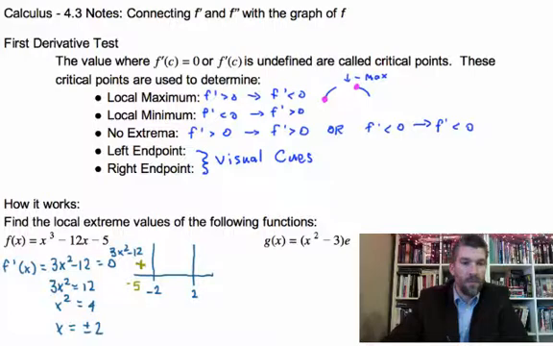And then I'm going to put in something like a number from in between -2 and 2, something like 0. When I put a 0 in here for x, I get 3 times 0 minus 12. That's going to be negative. And I don't care exactly what the number is. I just want to know what's the sign, the S-I-G-N.